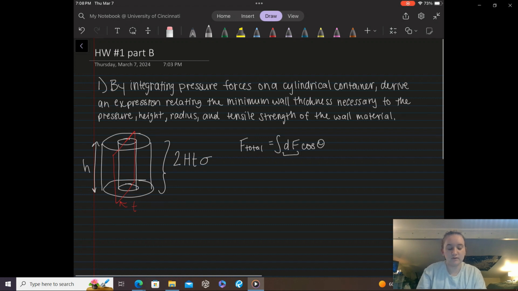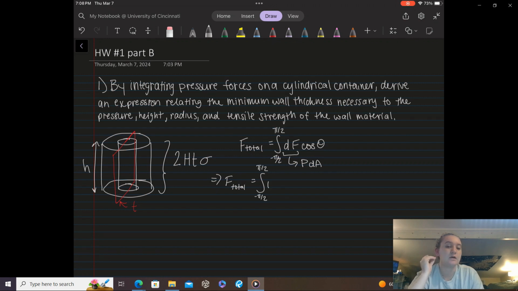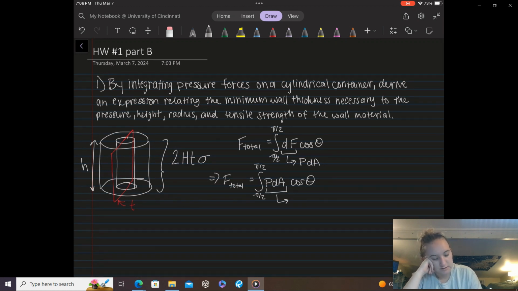And then our dF can be broken into P dA. And don't forget the limits of integration on this integral, which are, again, pi over 2 and negative pi over 2. And then you can break this down even further, so you get your F total equals the integral from negative pi over 2 to pi over 2 of P dA cosine theta, which breaks down into the R d theta that we had stated earlier. And that's just the dA, not the P, so let me fix that. Erase that, and it's just dA, which breaks down into R d theta.